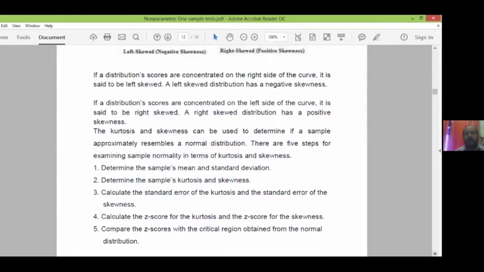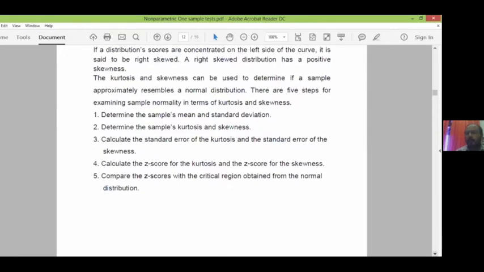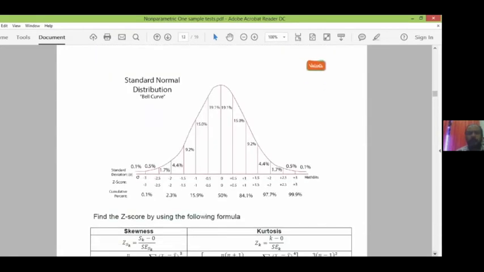Okay, there are 5 steps for examining sample normality in terms of kurtosis and skewness. It's very easy to work out. Determine the sample mean and standard deviation. Determine the sample kurtosis and skewness. Calculate the standard error of the kurtosis and standard error of the skewness. Calculate the Z-score for the kurtosis and Z-score for the skewness, and compare the Z-scores with the critical region obtained from the normal distribution. So these are the measures you have to obtain with the data set you have in your hand for checking the normality.